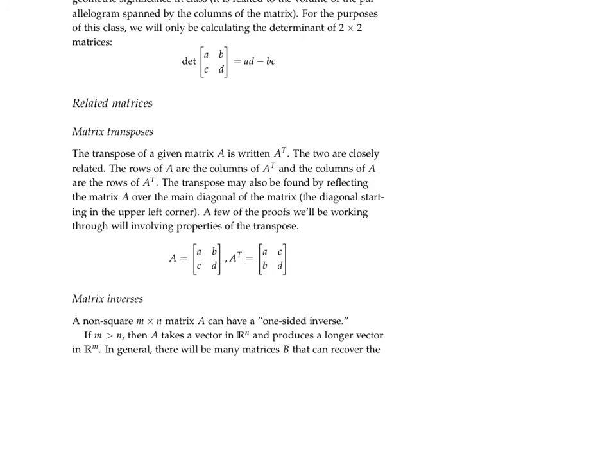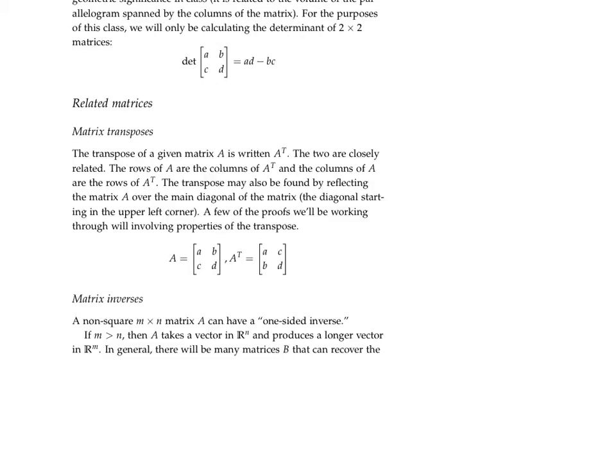Some other related matrices that it's important for you to know about are matrix transposes. The transpose of a given matrix A is written as A^T, with T as a superscript, and the two are very closely related. The rows of A are the columns of A transpose, and the columns of A are the rows of A transpose. So the transpose can also be found by reflecting the matrix A over the main diagonal of the matrix, which is the diagonal that's starting in the top left corner.